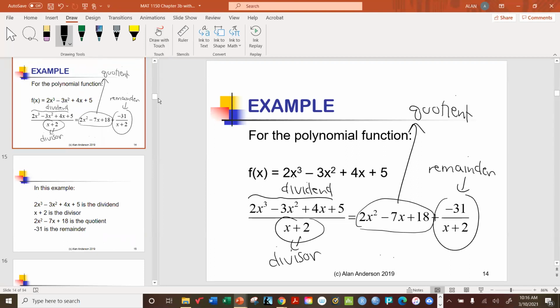The dividend over the divisor gives me a quotient plus a remainder. That's the way to think about it. I think this is easier than what we had before. The dividend is the original function. We divide that by some divisor equals a quotient plus a remainder, if any. The remainder could be 0.